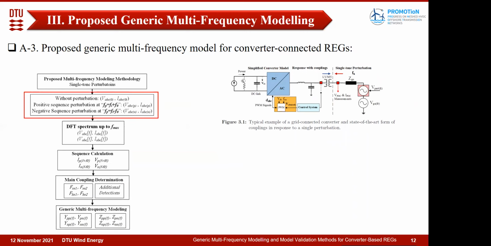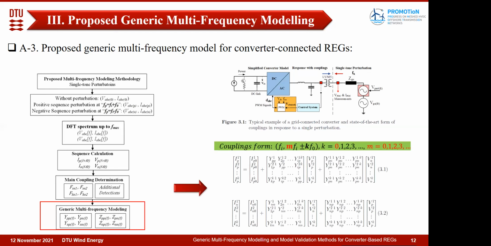What we do is that first we provide the same situation as when we have a harmonic in the terminal. So we have perturbations in positive and negative sequences at the terminal of the converter as a black box converter. And then we measure the response of the converter, and then we take the discrete Fourier transform of it. And then we transform it to the sequence domain. And then we consider only the main patterns that we can observe from the response of the converter, and then we provide the generic model from the results.